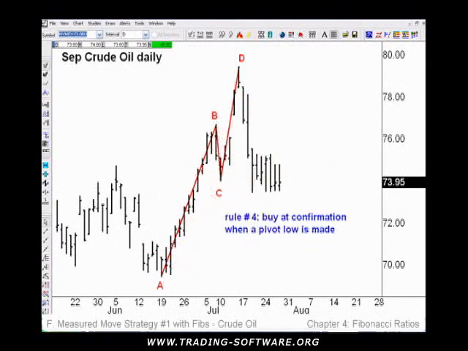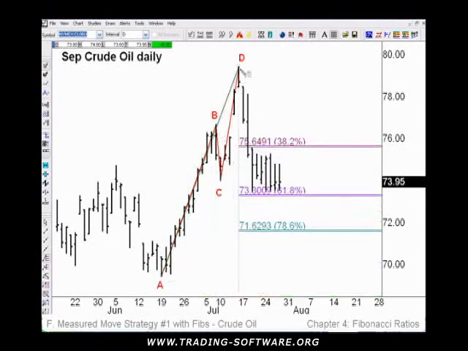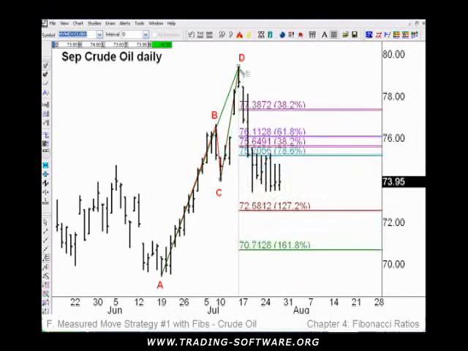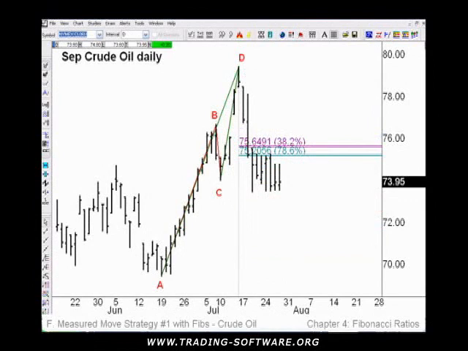Rule number 4 says buy at confirmation when a pivot low is made. Somewhere around here a pivot should happen and you should be buying it right around here. But suppose you want to use Fibonacci retracements to get some calculations in so you can jump the gun and get in a little bit earlier before it pivots up. So let me draw in the levels. A to D, we'll take 38% of that. And C to D, we'll take 78% of that. So mathematically speaking, right around there should be where the pivot happens.